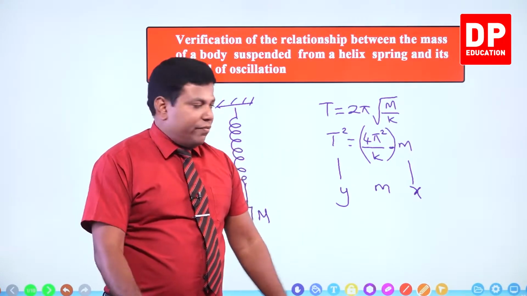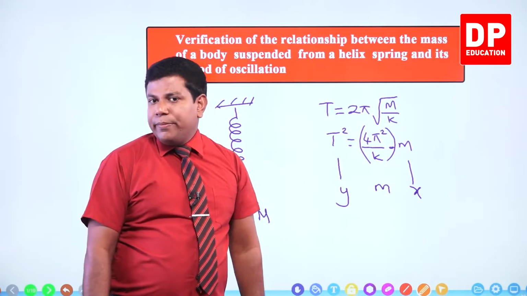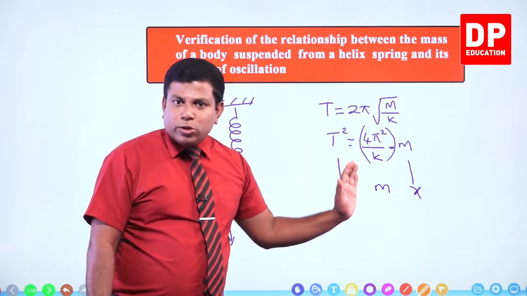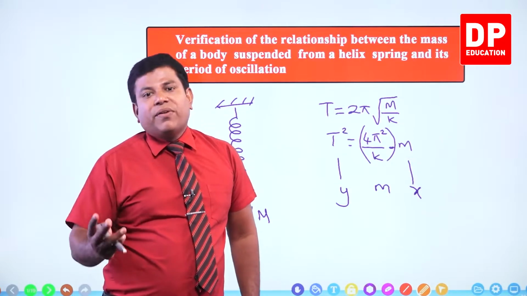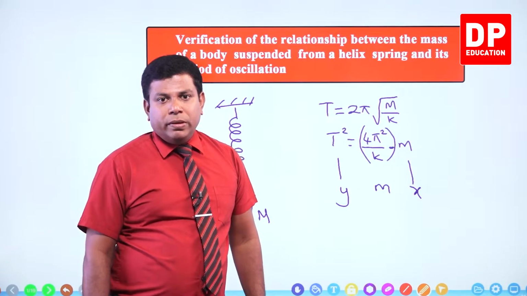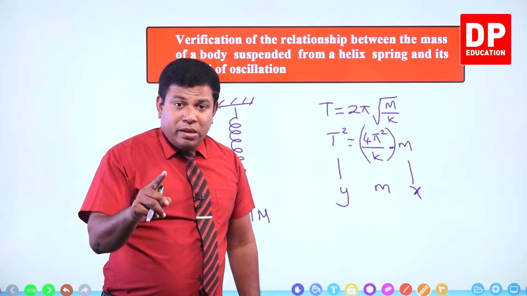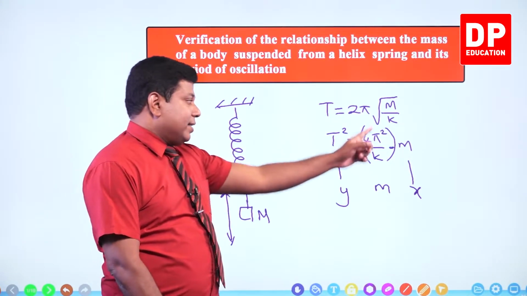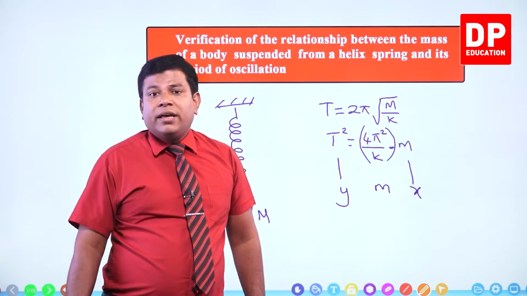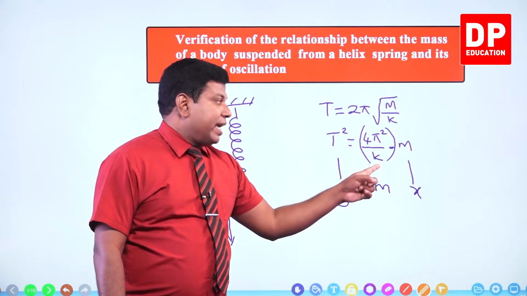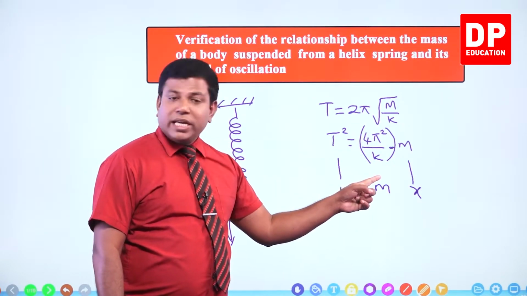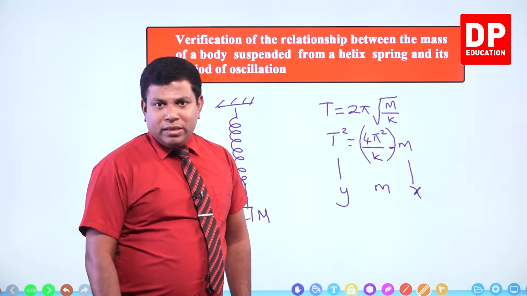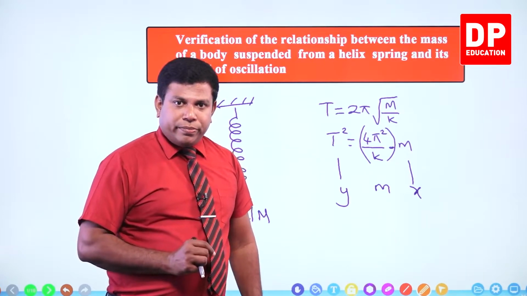How do we check that? If the graph of t squared against m comes as a straight line through the origin, then t squared proportional to m is verified. Then from the graph, we take the gradient. From the gradient we can find k, because 4 pi squared over k is going to be the gradient, which means k will be equal to 4 pi squared over the gradient. That will be the spring constant.